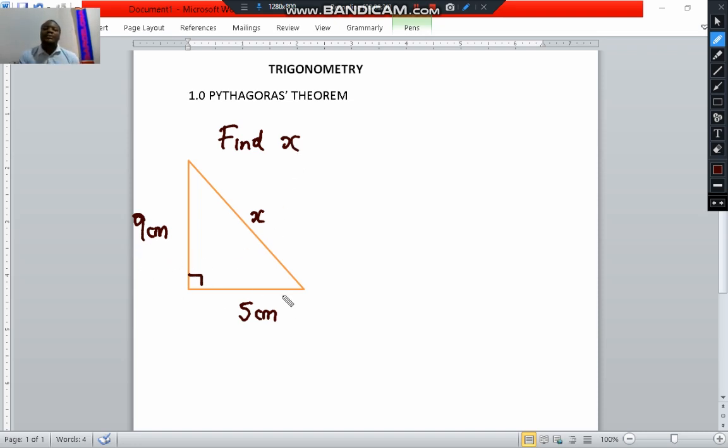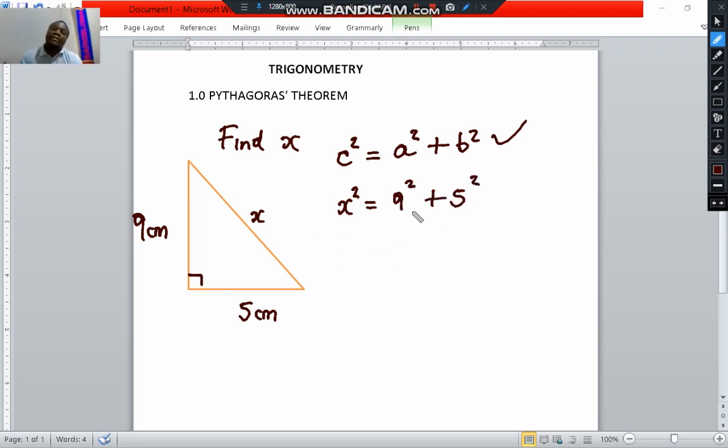This is a right angle triangle, and any missing side can be found by using the Pythagoras theorem. If we've been given the 2 sides here, we can find x by remembering the theorem which says the longest side c is always equal to the shortest side squared plus another shortest side squared. In our case, this is not c, this is x, so we can just say x squared. This is very important on right angle triangles. x squared would be equal to 9 squared plus 5 squared. If you want, you can put centimeters there.